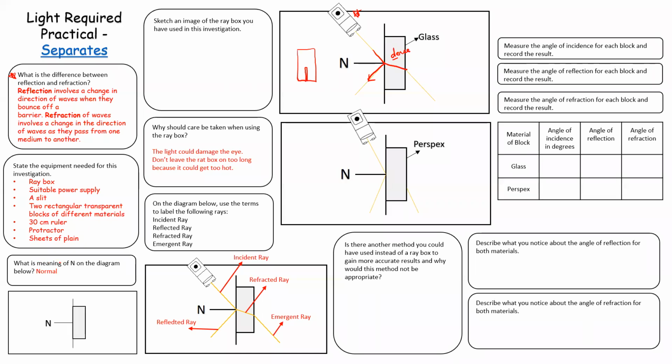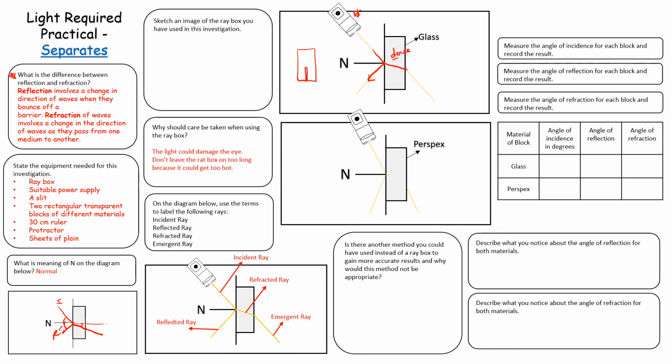What is the meaning of N on the diagram? This is your normal line. When you are measuring your angles, it's always against the normal line, so you can draw a dotted line through there. When you shine a light through and it changes direction or reflects, it's your angle of incidence, angle of reflection, and here, this is your angle of refraction. So know where your angles are.